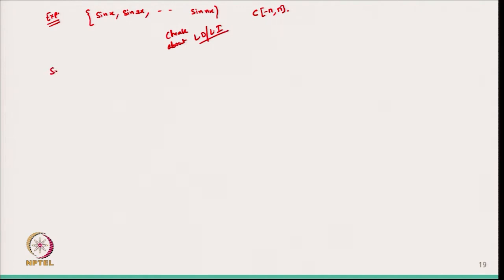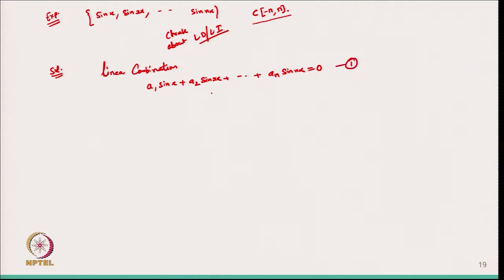So, in this case, what we need to do is, because for checking linear dependence or independence I will take the linear combination. So let us take a1 sin x plus a2 sin 2x up to an sin nx equal to 0, where 0 is the zero function defined in this interval.